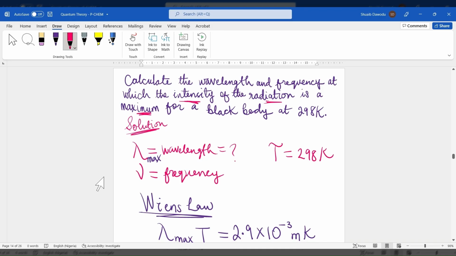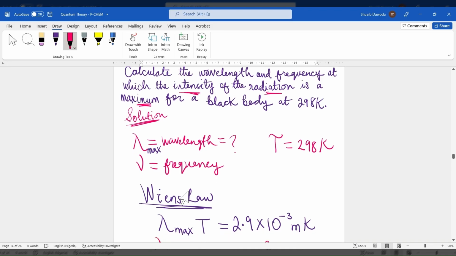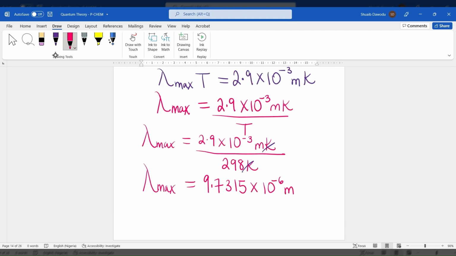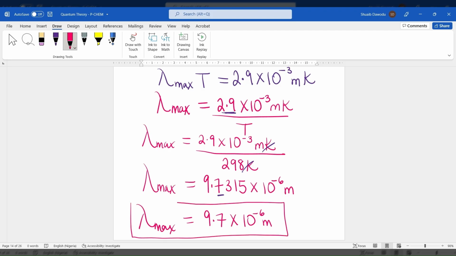And in order for you to do that, you have to look for the lowest number of significant figures that you use when solving the question. Of course, you can see that the lowest number of sig figs is 2 sig figs. So we're going to put our work in 2 sig figs. So you end up with 9.7 times 10 raised to the power of negative 6 meters. So this is the lambda at the maximum, or the wavelength at the maximum.